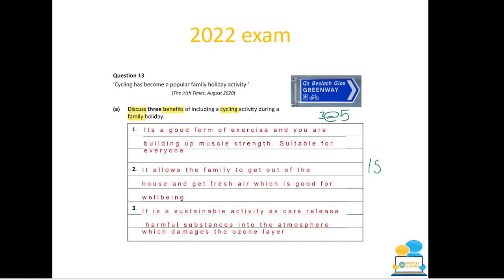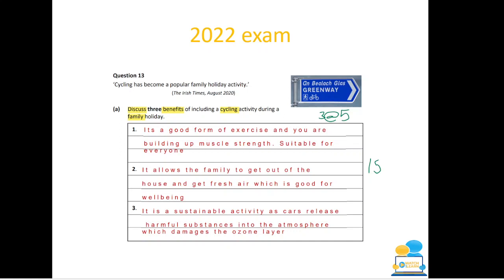They're looking for 3 benefits. They're giving you 3 spots, so make sure that you don't skip one of the answers. And you're looking at cycling for a family holiday, okay? So it's a bit more specific. And these are sample answers, and these are from my opinion, okay?